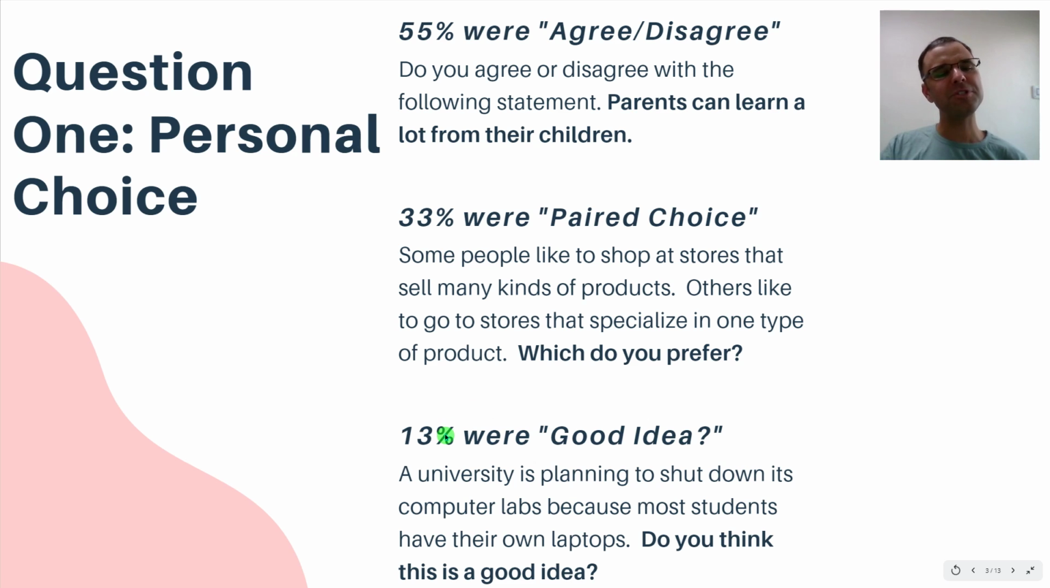But finally, 13% got what I call a good idea question. And this style is a little bit newer and it's a little bit rare, but it looks like this. A university is planning to shut down its computer labs because most students have their own laptops. Do you think this is a good idea? Now, at the end of each question, it's going to say the same thing, right? Use specific reasons and details to support your choice or to support your answer.